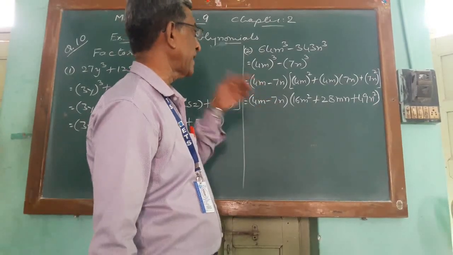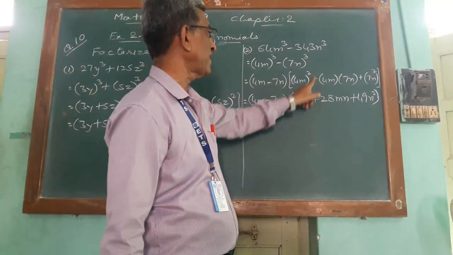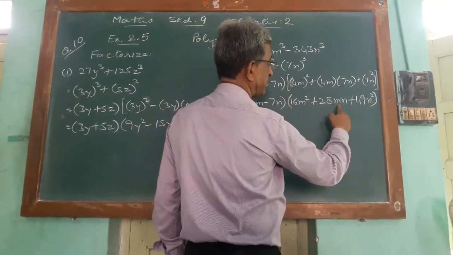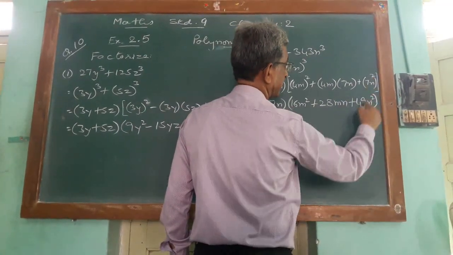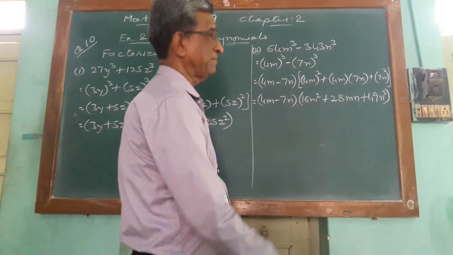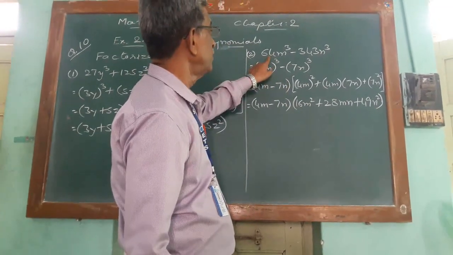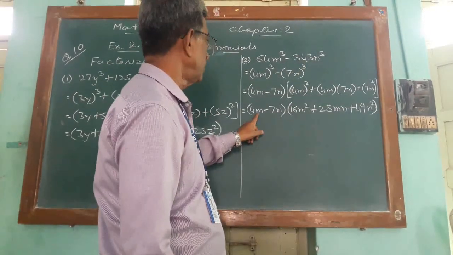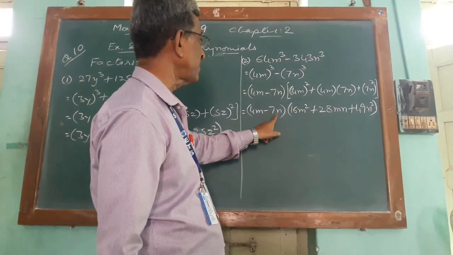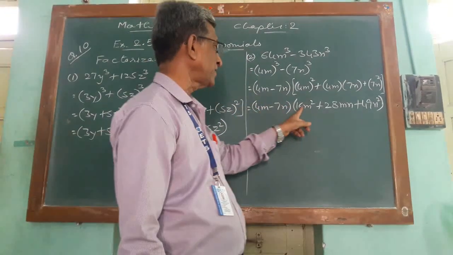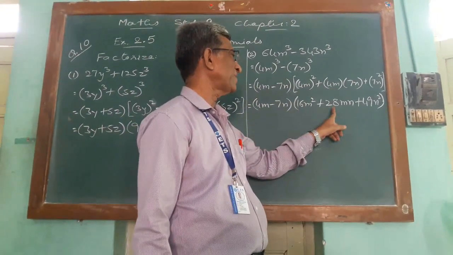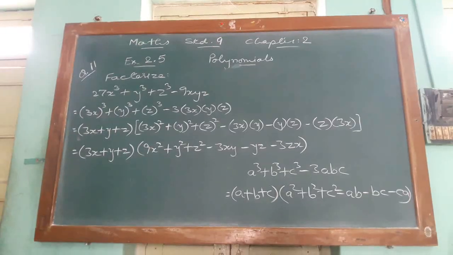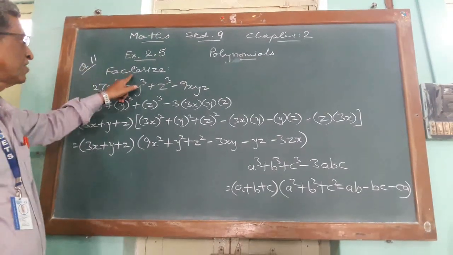4m minus 7n. 4m whole square gives you 16m square. 4 7s are 28mn. 7n whole square gives you 49n square. So the factors of 64m cube minus 343n cube are 4m minus 7n into another bracket 16m square plus 28mn plus 49n square. Answer.